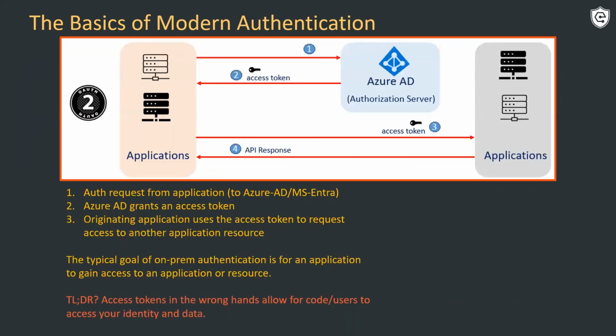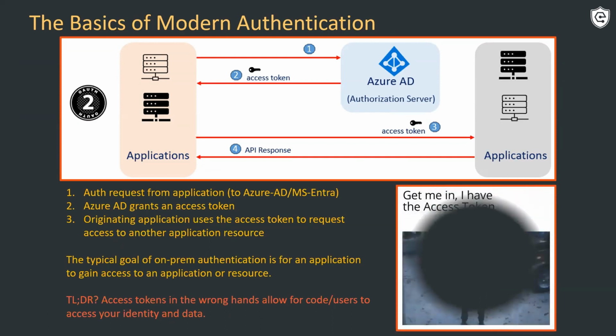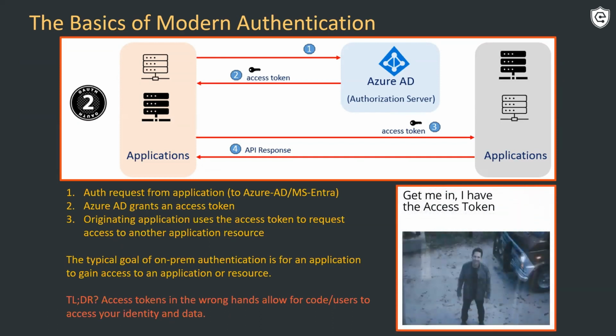So here are the basics of modern authentication. Specifically, we're showing OAuth 2 through an authorization server, Azure AD or Microsoft Entra in this case. The way it works is one application sends a request to Azure AD. You are authenticated, you're granted an access token, or I should say the application is. And then that originating application uses the access token to request access to another application resource.